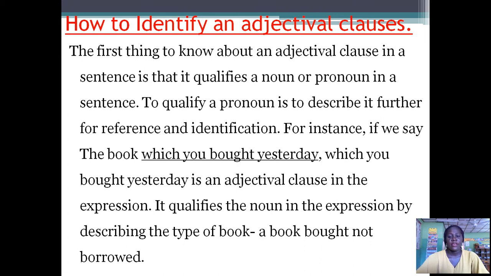For instance, if we say, the book which you bought yesterday, now we are talking about the particular book. It's not the one you borrowed, neither is it the one you gave out. Rather, we are talking about the particular one you bought yesterday. Now, which you bought yesterday is an adjectival clause in the expression. It qualifies the noun by describing the type of book: a book bought, not borrowed.